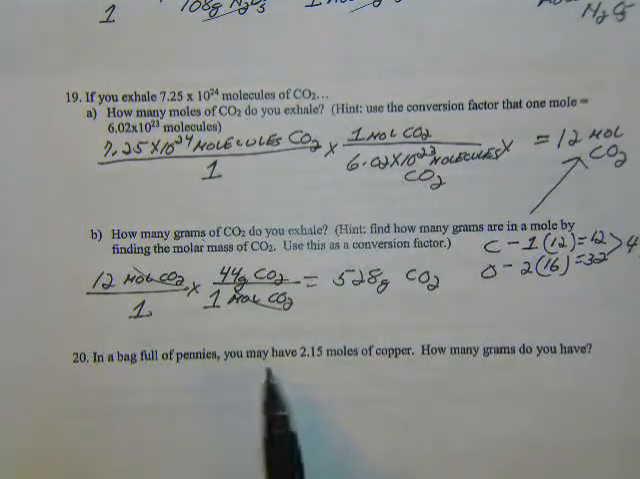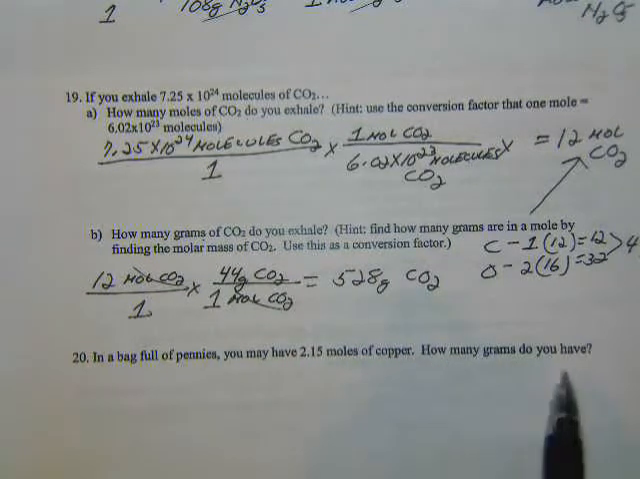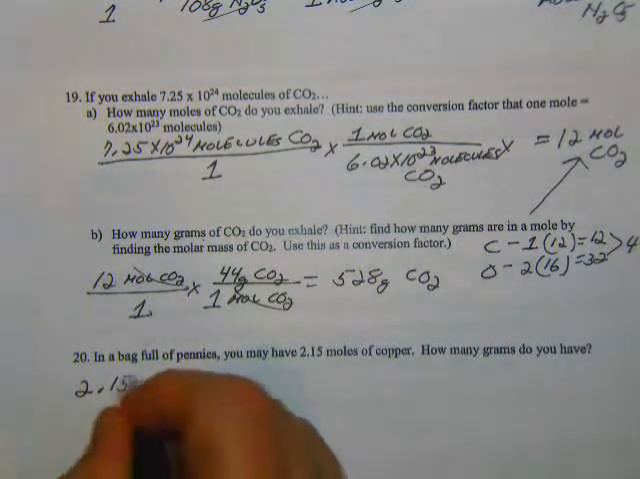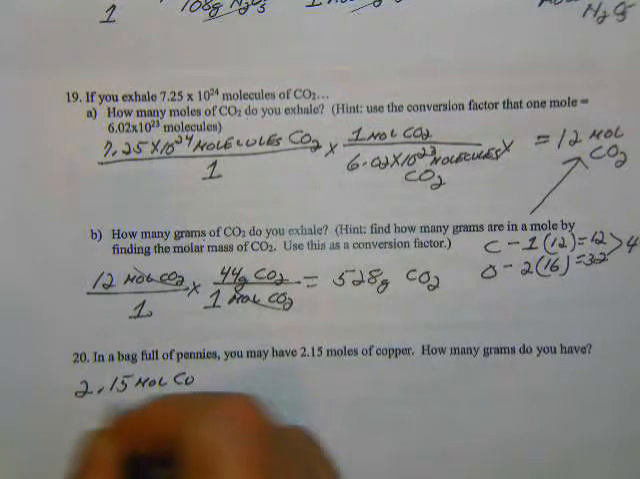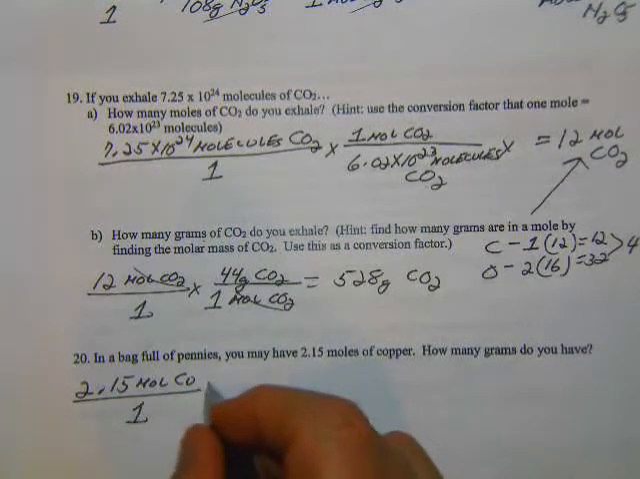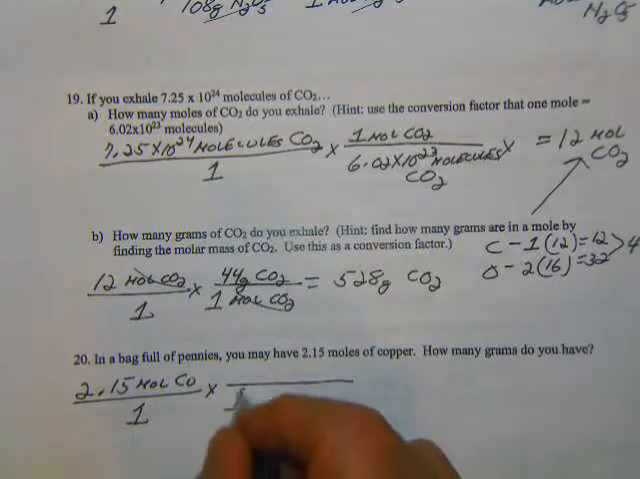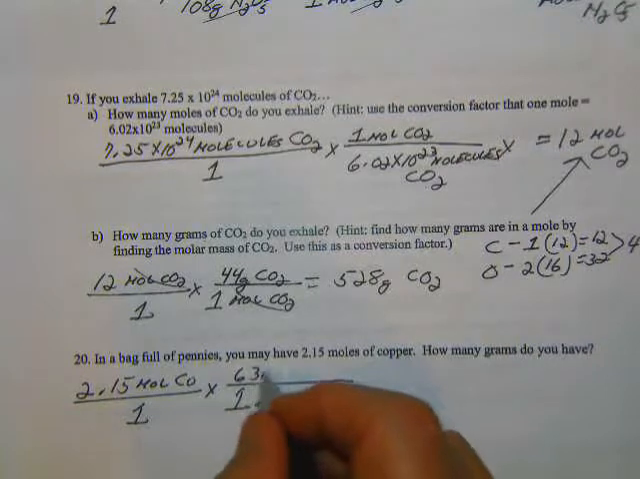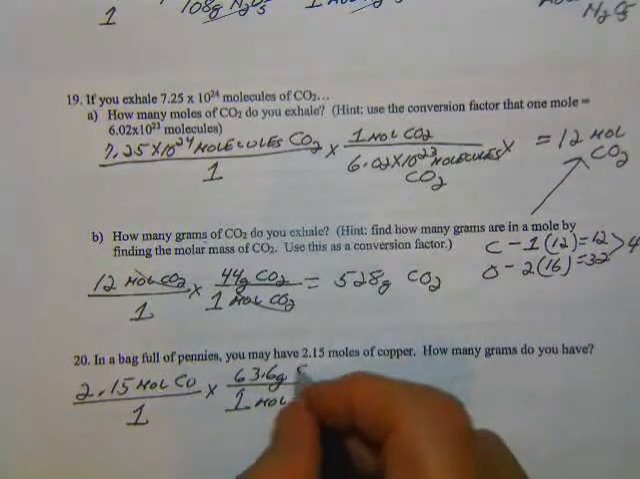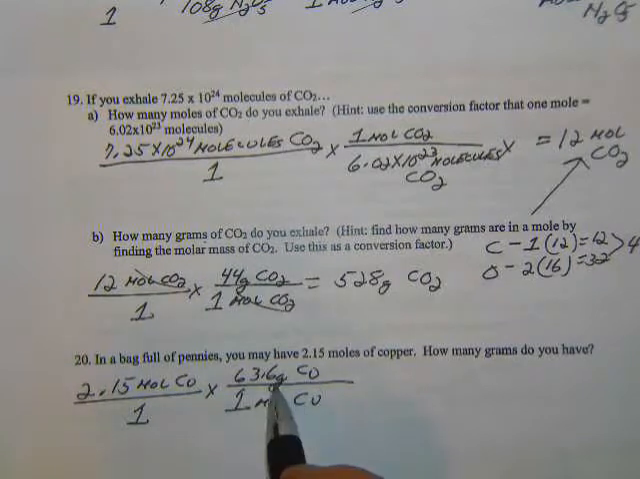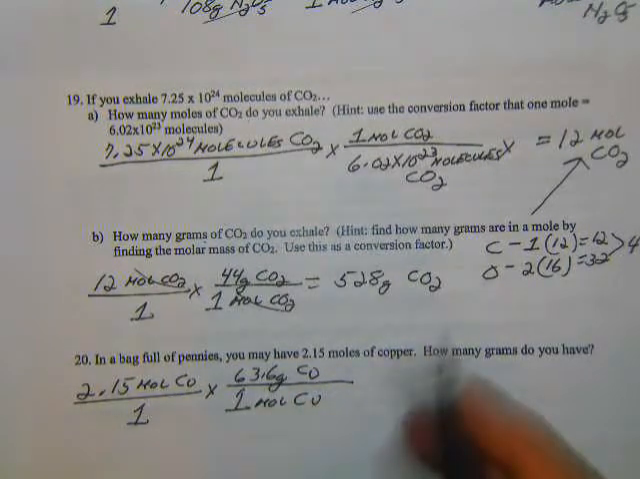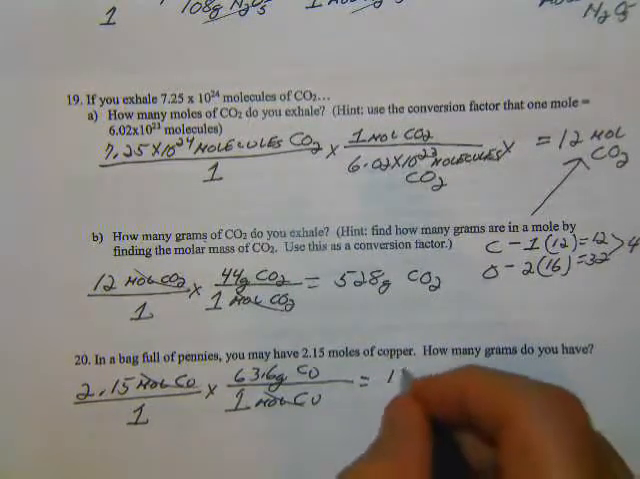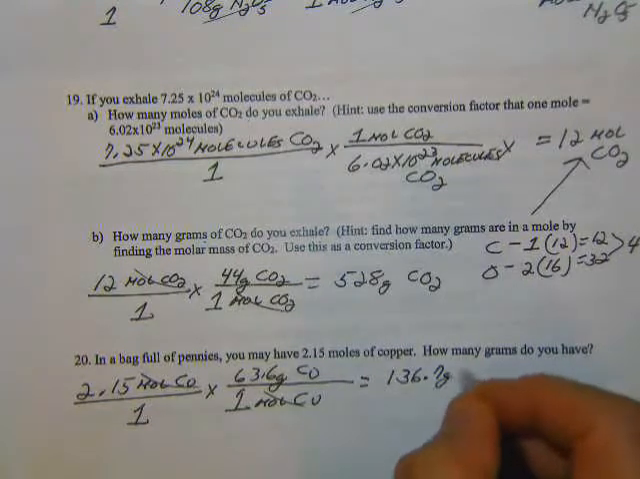In a bag full of pennies, you have 2.15 moles of copper. How many grams do you have? Well, we're looking at copper, and we know we've got 2.15 moles of Cu. Again, I like to put that over 1. And 1 mole of copper is 63.6 grams of copper. Moles are gone. I want grams, that's what I got left. So if you do the math, and if my math is right, about 136.7 grams of copper.